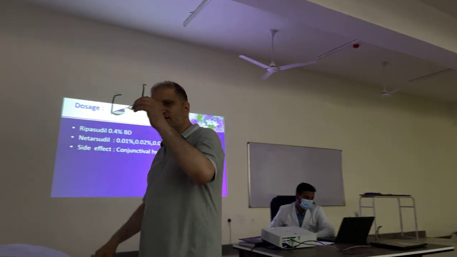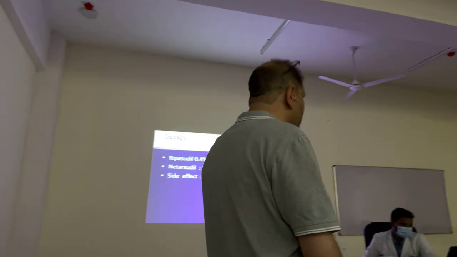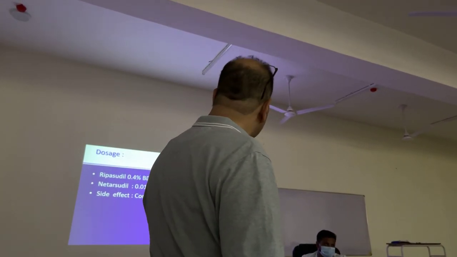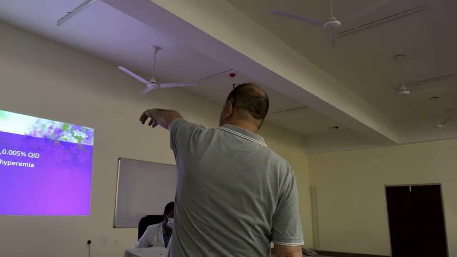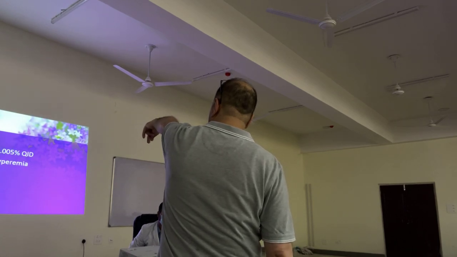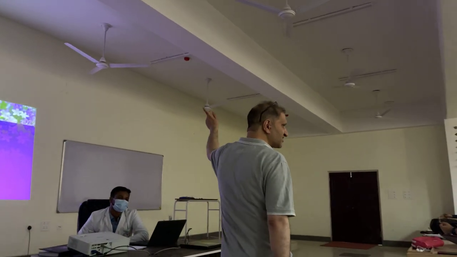So there are two drugs. One is called ripasudil, 0.4% BD. Next is netarsudil. Ripasudil is not available in India. It's available in Japan. Netarsudil, you remember, only 0.02%. Ripasudil is your BD. Netarsudil is BD or OD? I think OD only, you just check it. Netarsudil is given in a concentration of 0.02%. Only remember this concentration.